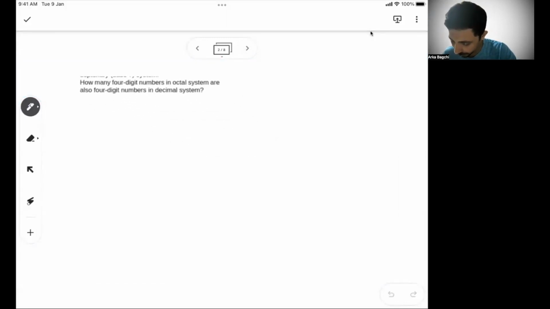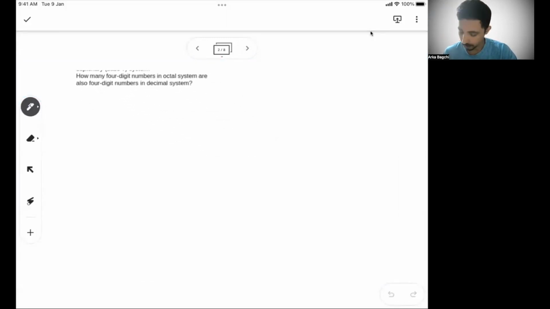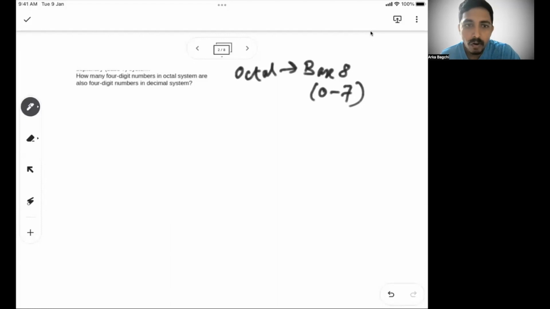So let's see the first problem. It says, how many 4-digit numbers in octal system are also 4-digit numbers in a decimal system? So first, understand what an octal system is. Octal is basically base 8, so the digits are from 0 to 7. In an octal system, I know the digits are from 0 to 7.